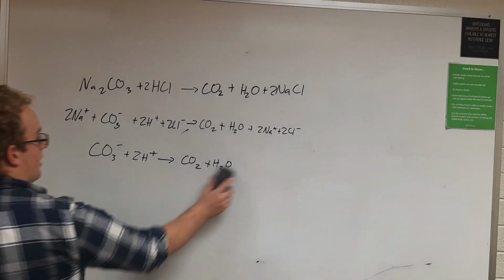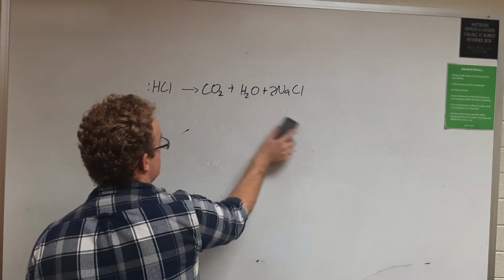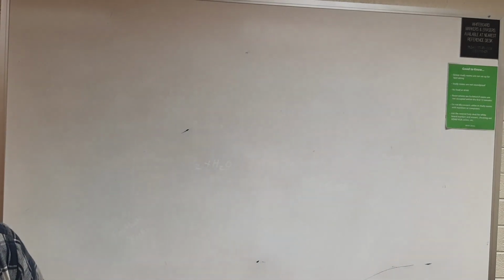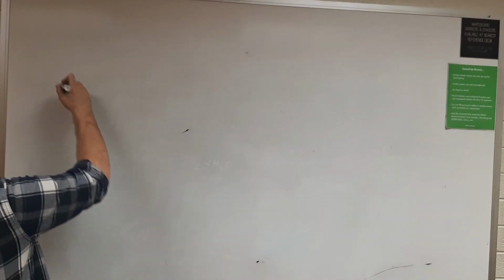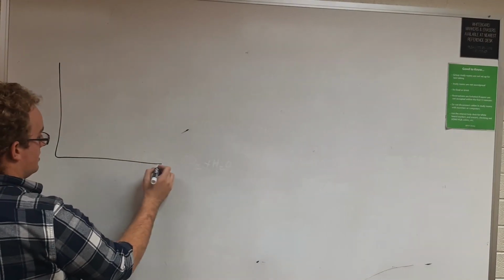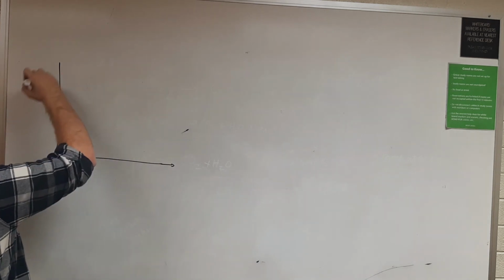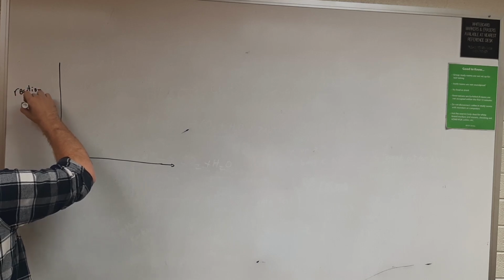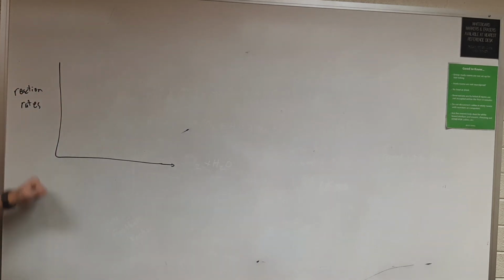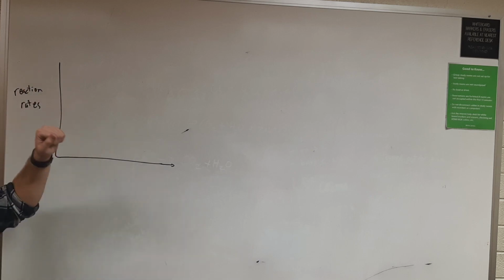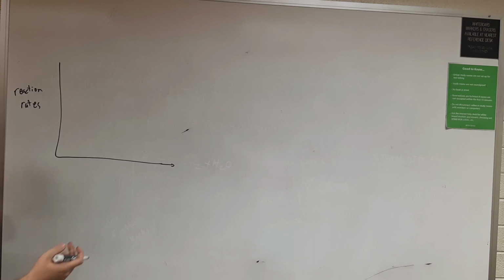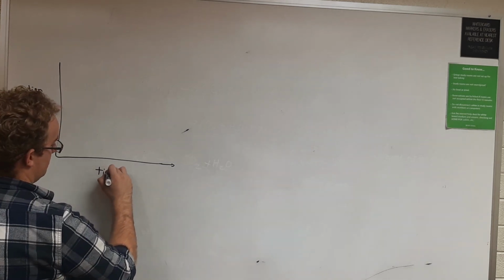Let's talk about reactions and reaction rates. So we have some graphs here. This is like the plots of reaction section. Let's say here on this axis we have reaction rates. On this axis we're basically measuring how quickly the reaction is happening. It's kind of saying how fast the reactants are becoming the product, or how fast the product is becoming the reactants. And then over here on this axis we have time.